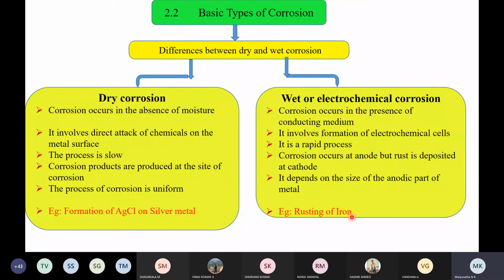Is it clear, the types of corrosion? Any doubt in these types of corrosion? Dry corrosion or chemical corrosion and wet or electrochemical corrosion.